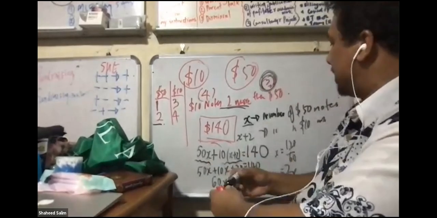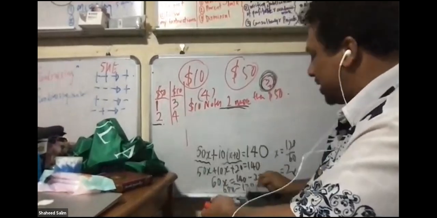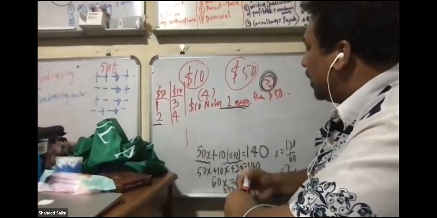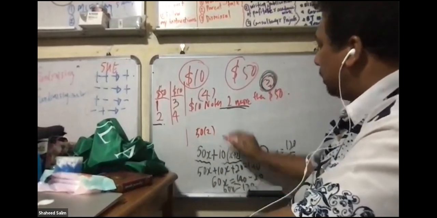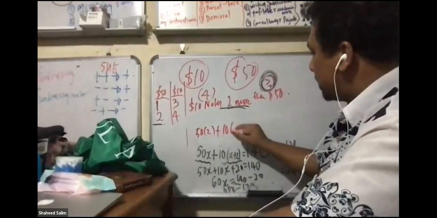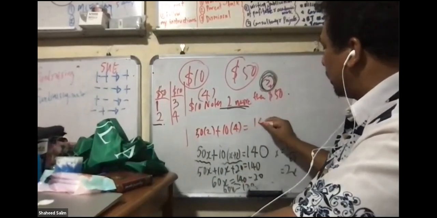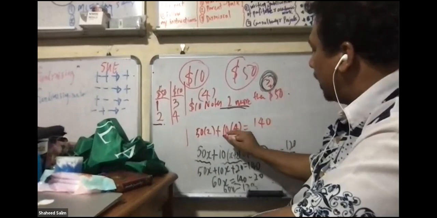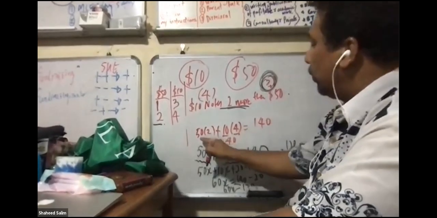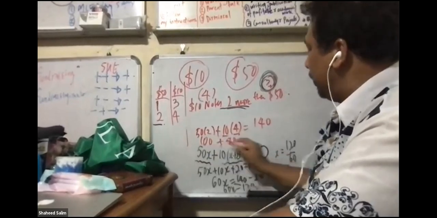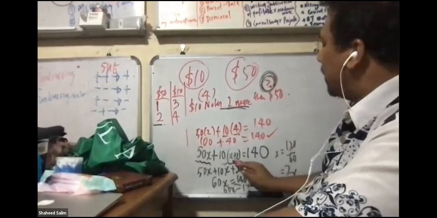Let's test this, because you might not be able to see the link. 50x, we know that this one is 2. So 50 times 2 plus $10 times 2 plus 2, which is 4, equals 140. Is it true? $10 times 4 is $40, correct? $50 times 2 is $100, correct? Equals 140, correct. You see, but why must there be a plus 2?